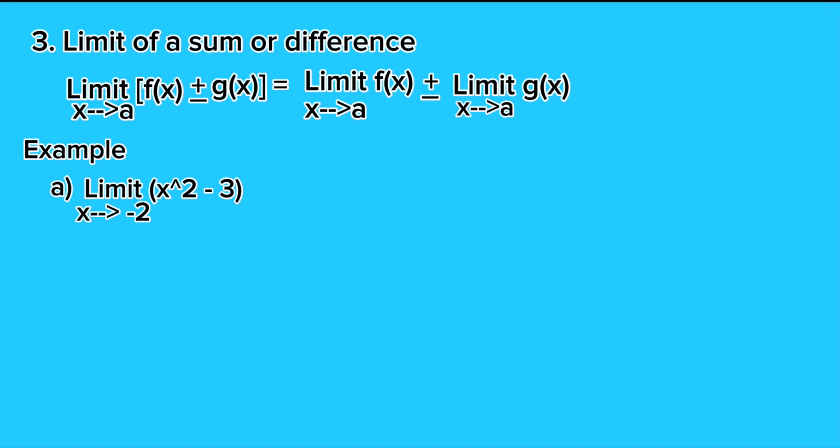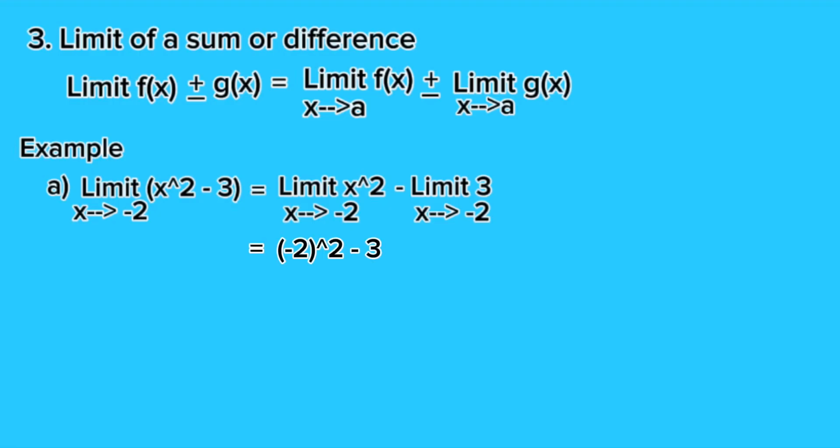Example: the limit of x squared minus 3 as x approaches negative 2, equals the limit of x squared as x approaches negative 2, minus the limit of 3 as x approaches negative 2, equals negative 2 squared minus 3, equals 4 minus 3. Final answer is equal to 1.